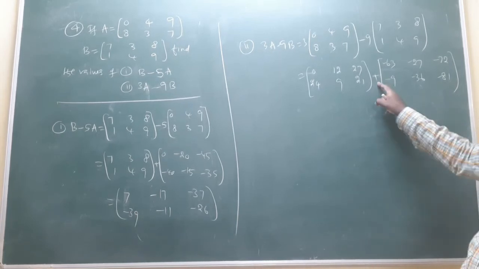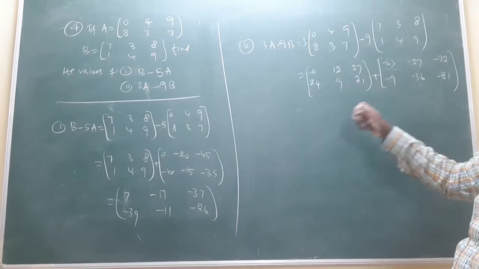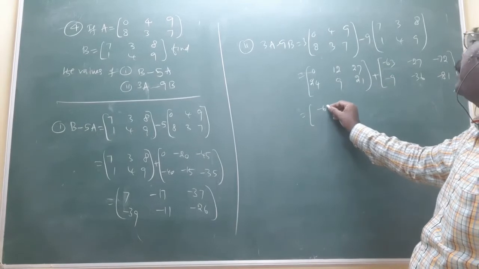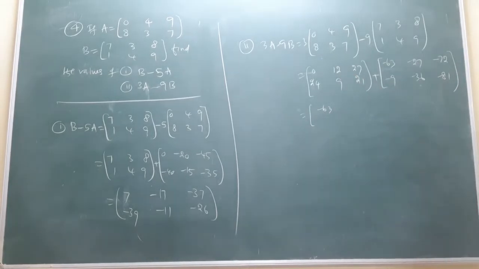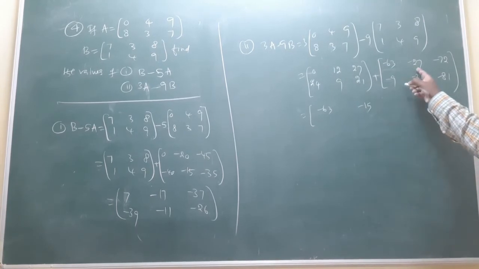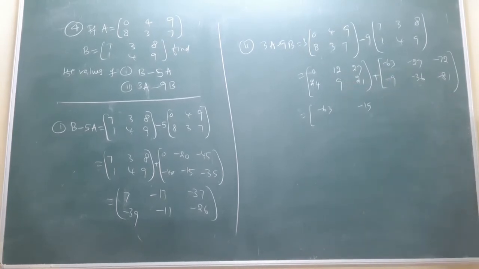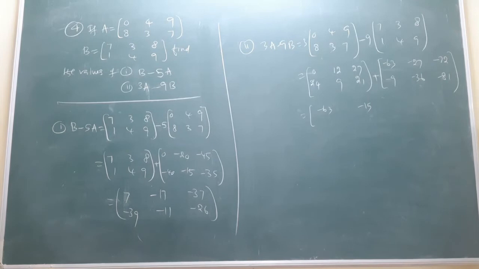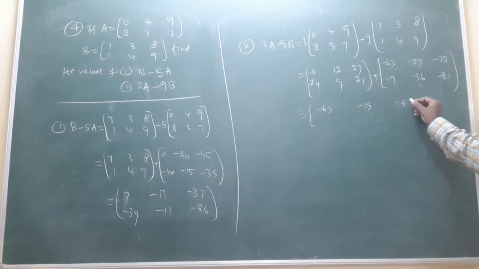Now, in between, first, just add the corresponding elements. The first element is what? 0 minus 63, minus 63. 12 minus 27 is minus 15. Am I right? Because the bigger number is 27: 27 minus 12 is 15, and the bigger number is minus. Again, minus 72 plus 27. The bigger number is what? 72. 72 minus 27 is 45. Already minus, bigger number minus, so minus 45.